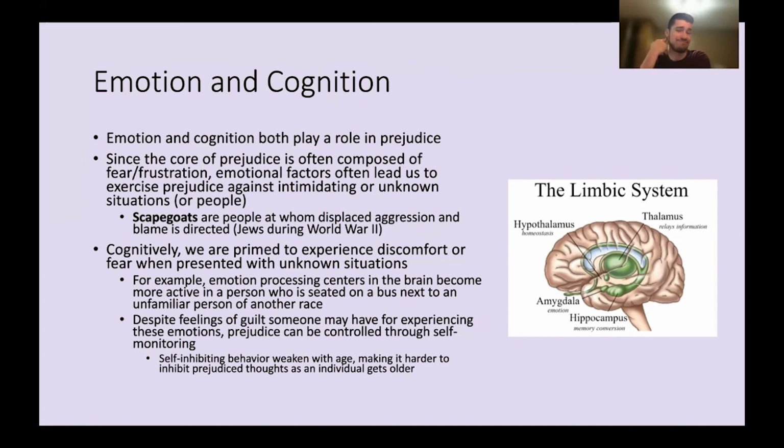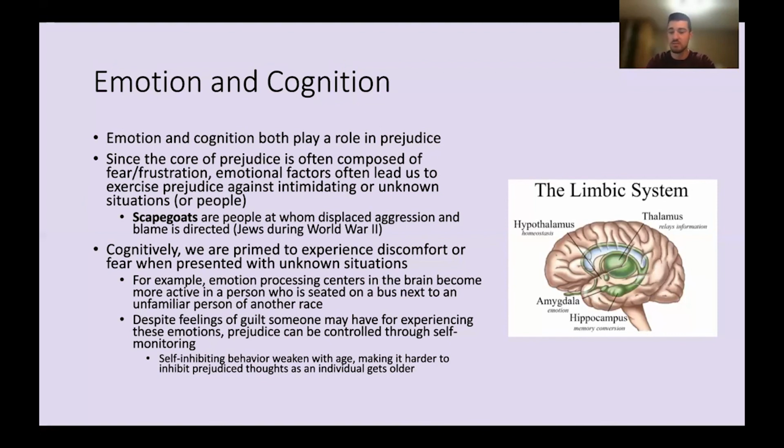Scapegoating is a really important aspect cognitively when we're talking about this stuff, because the fear and the frustration lead to this prejudice that has to come out in a certain way. So we often direct this aggression to scapegoats for a number of reasons. Cognitively, we are primed to experience discomfort or fear when presented with unknown situations, like I said a little bit before. For example, emotion processing centers, the limbic center, in the brain become more active in a person who is seated on a bus next to an unfamiliar person of another race.